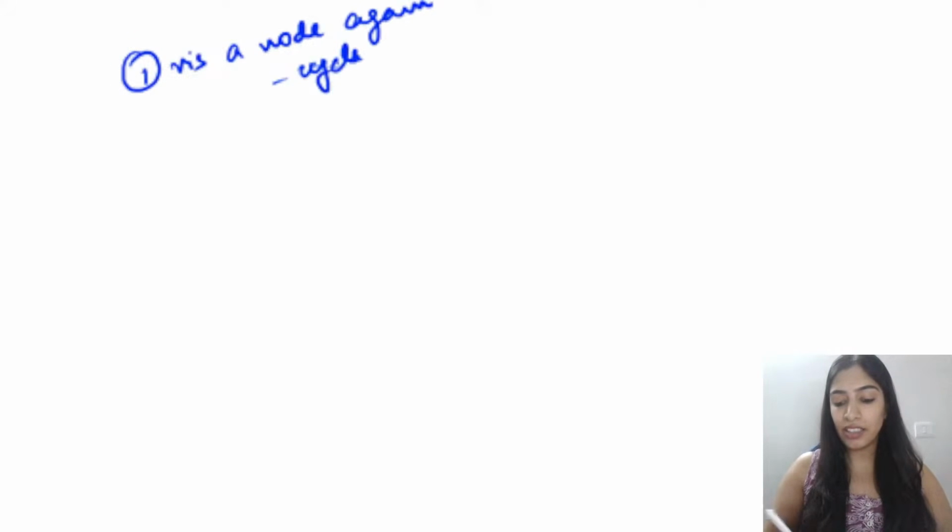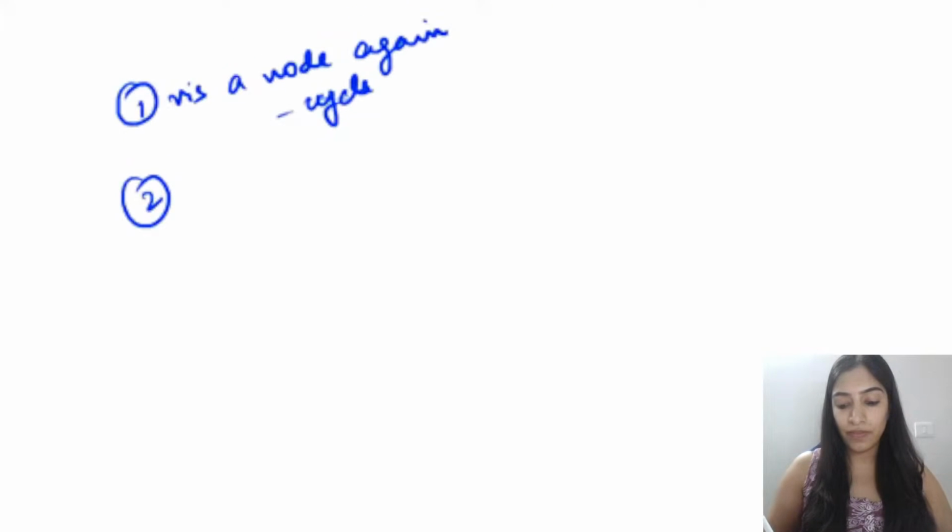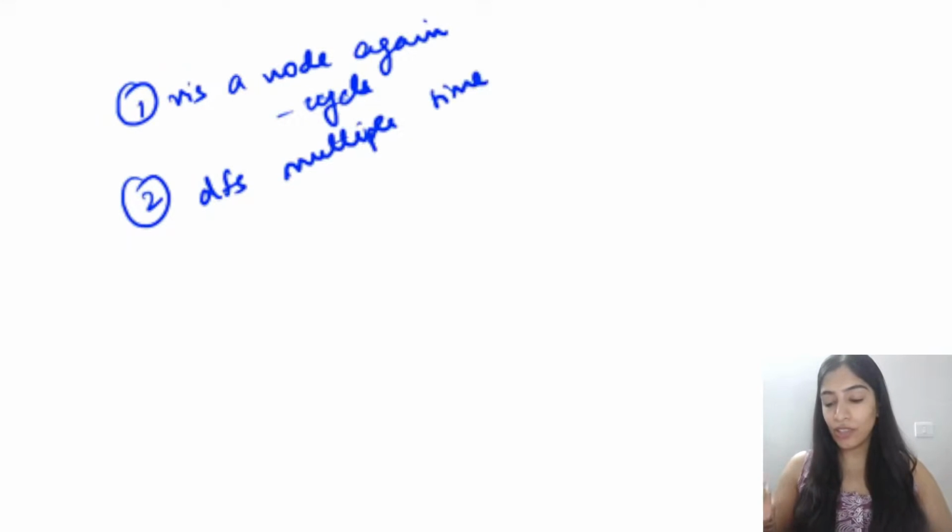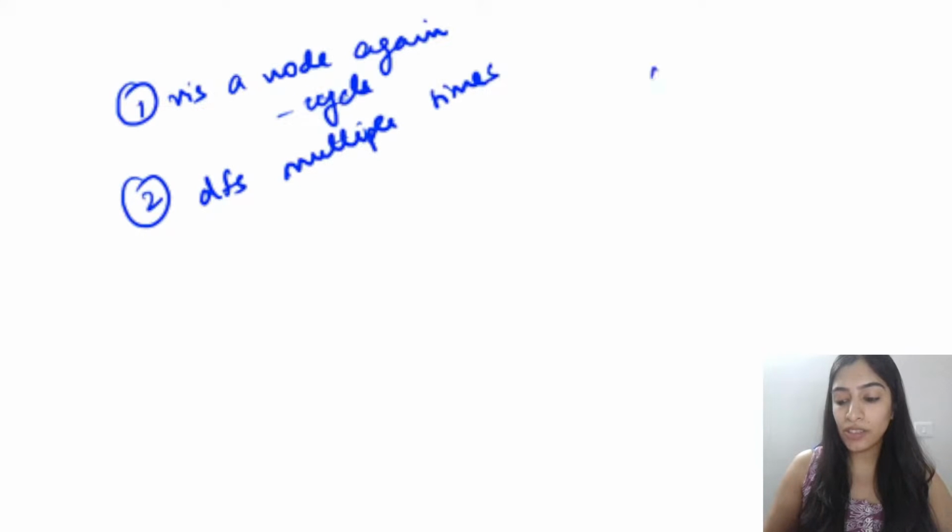Now there's another tricky statement that I'm going to say, that we will have to use DFS multiple times. Why am I saying multiple times? Now let me take a few examples. Okay. Now suppose this is a graph.